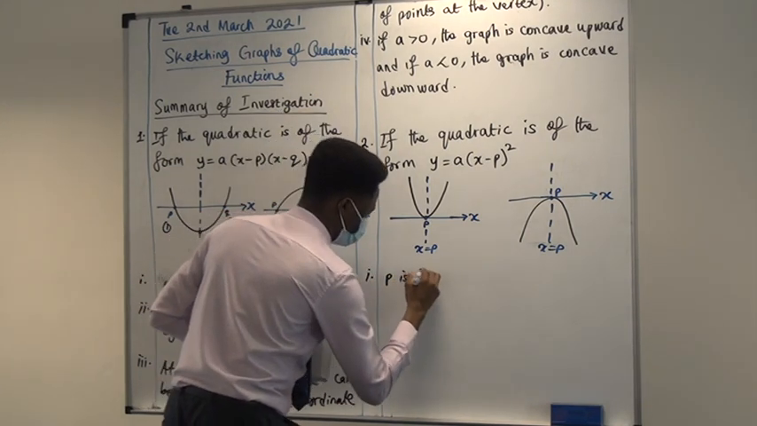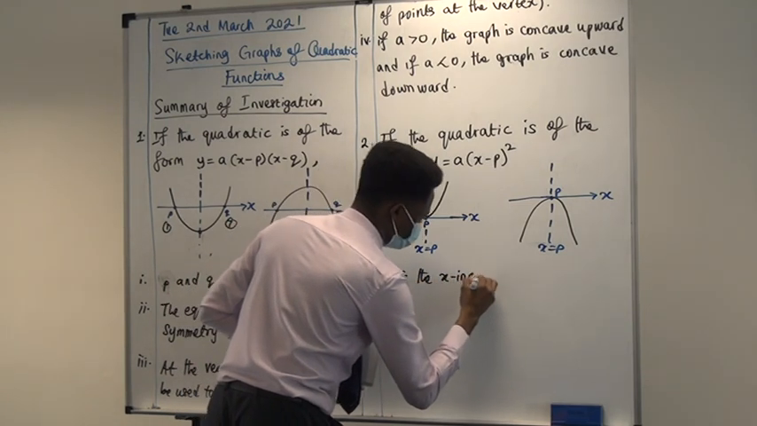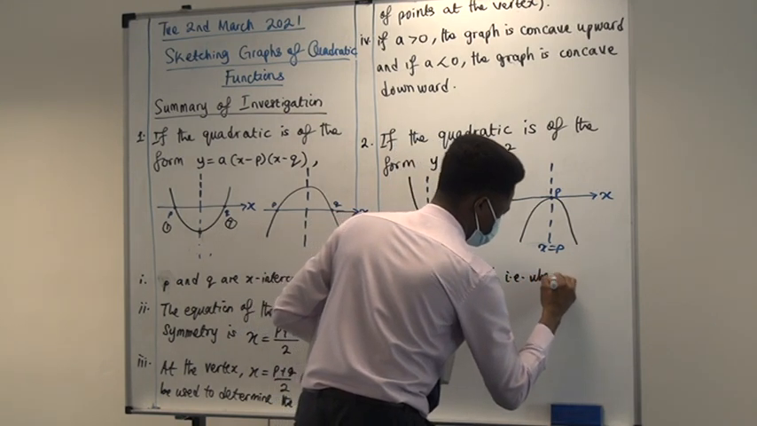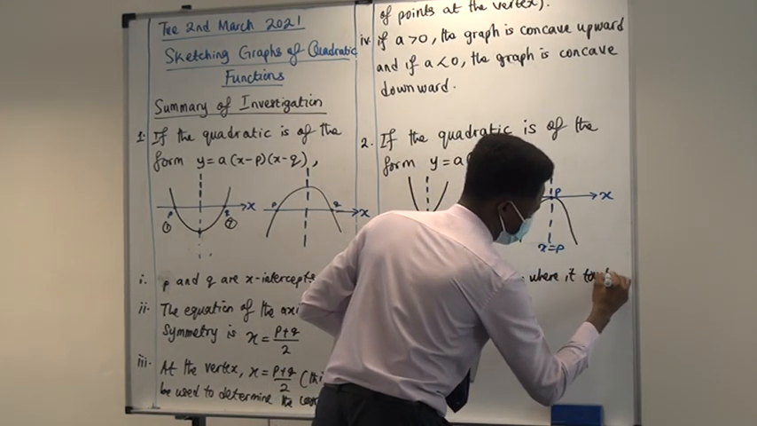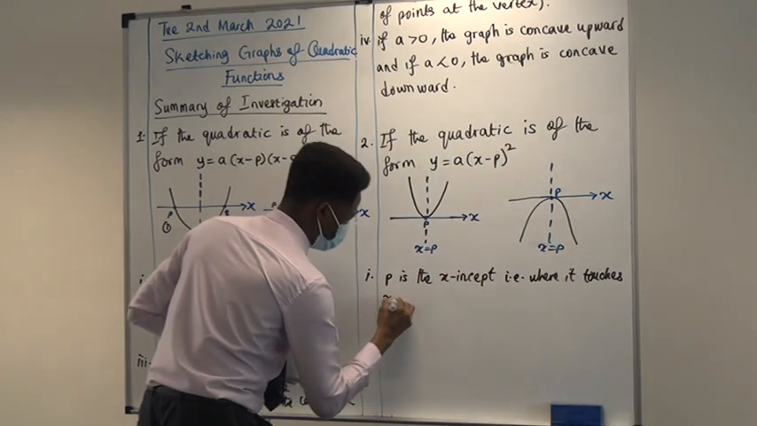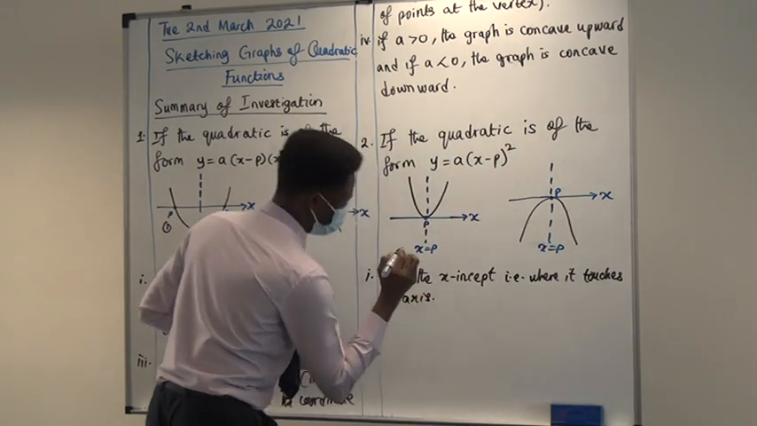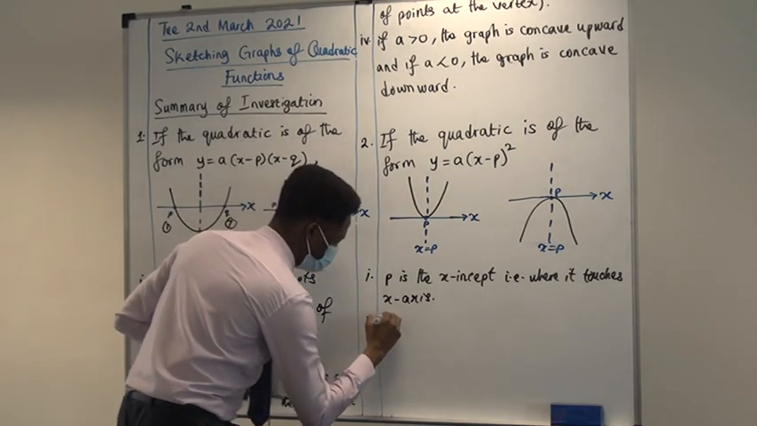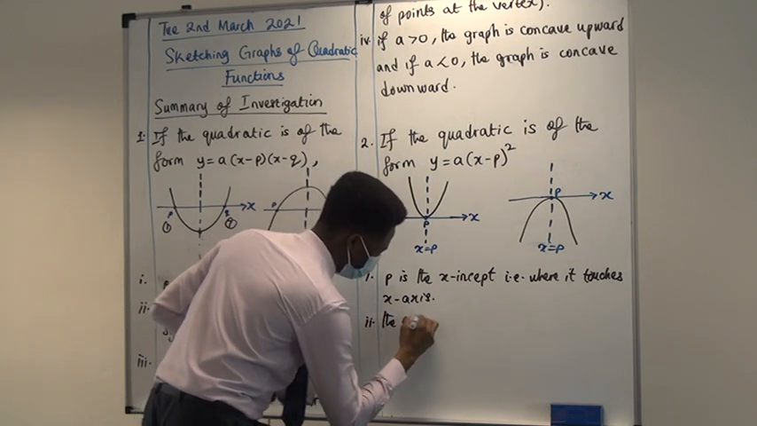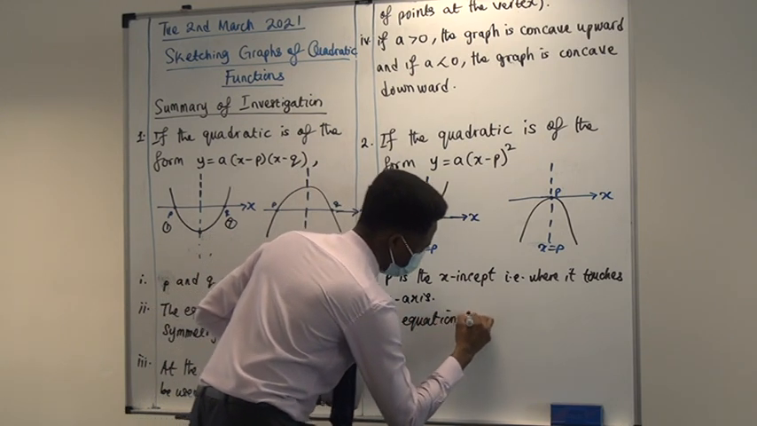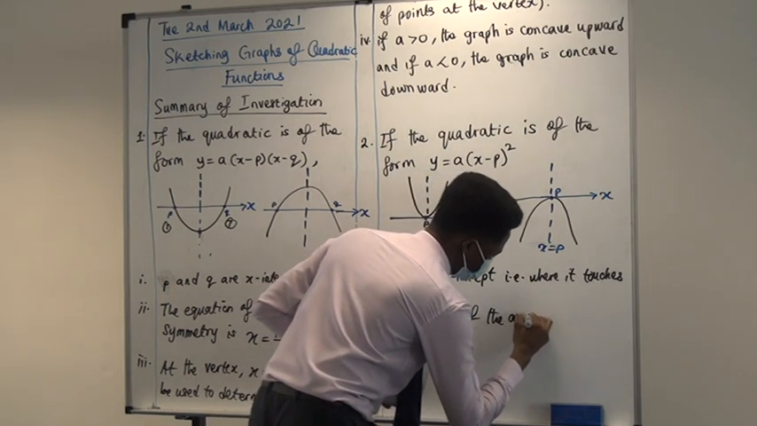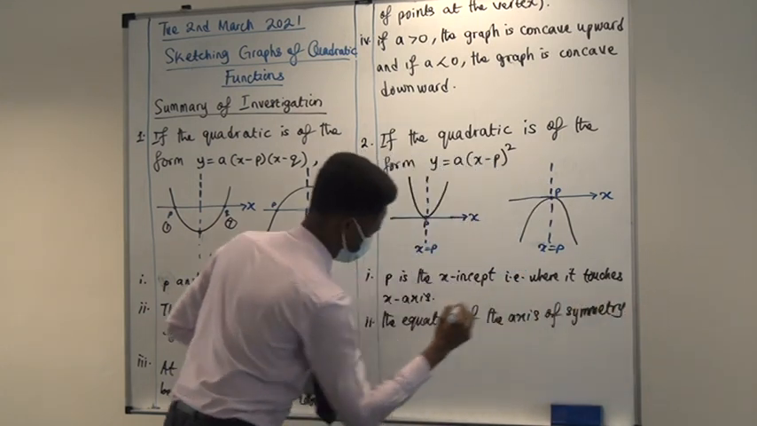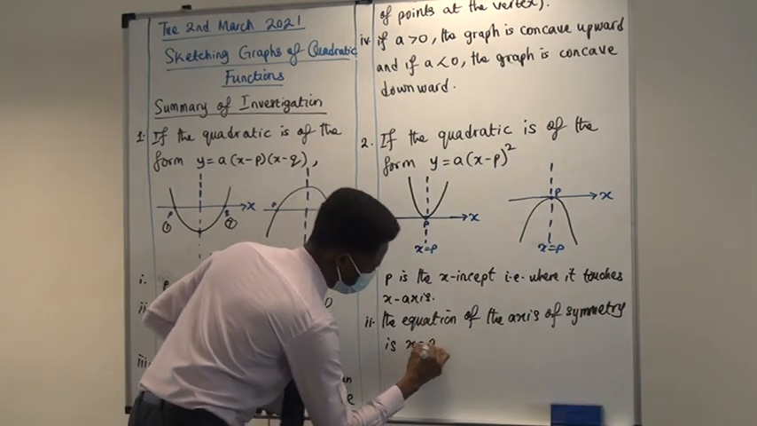P is the X-intercept. That is where it touches, this time, not crosses. Touches the X-axis. It doesn't cross this time. 2. The equation of the axis of symmetry is X equal to P.